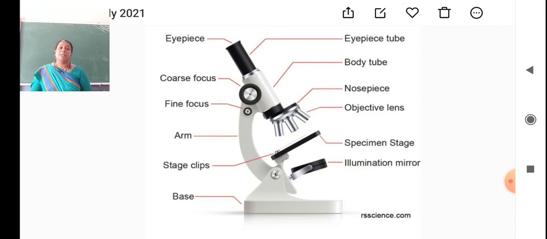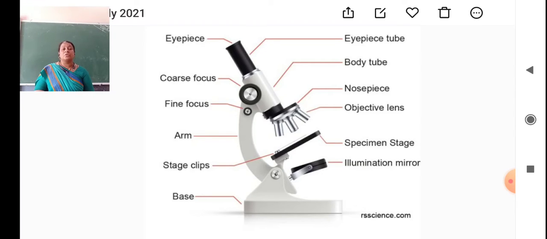Who discovered the cell? The cell was discovered by Robert Hooke. In which year? 1665. Cells have different shapes and sizes. Those cells which are very big, we are able to see with our eyes. But those cells which are very small, or maybe inside our body, how can we see them? With the help of a microscope, we can see the cells which we cannot see with our eyes.